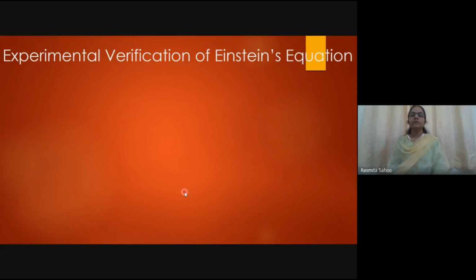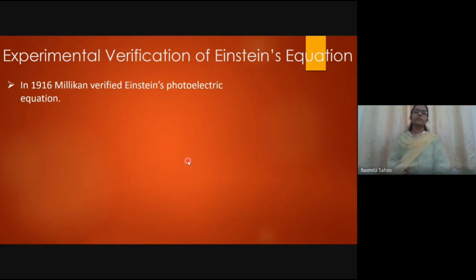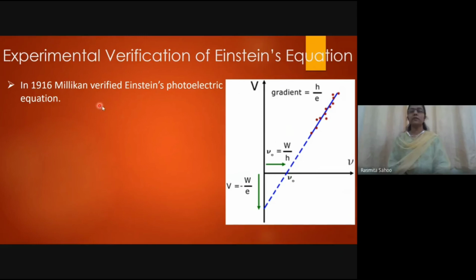So, the experimental verification of Einstein's equation. In 1916, Millikan did some experiments to verify Einstein's photoelectric equation. This graph I showed you earlier: these are the experimental results, and this is the graph obtained by calculating the values h/e and w/e, which gives the straight line here. And these experimental results are clustered around the graph.